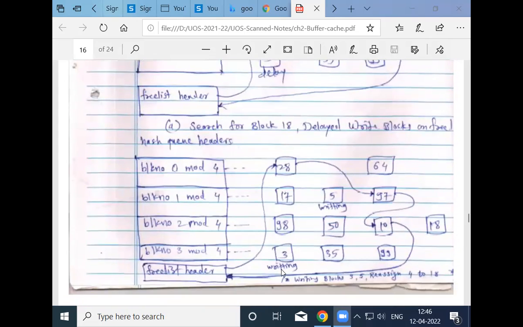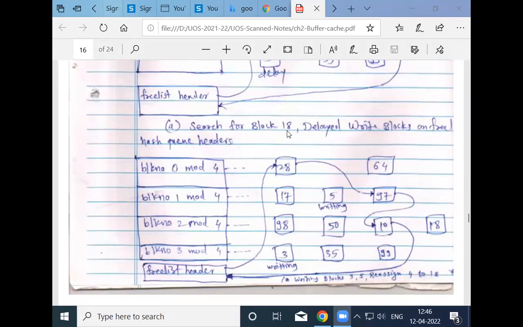So kernel starts writing of 3 and 5 from kernel level to hardware level. That's why the status delayed is changed to writing. Writing, that is, the ing is there. So this process is going on. It's the present process, so that's why writing will be going on. So it is unable to allocate 3 and 5. It goes to 4. So it allocates 4.